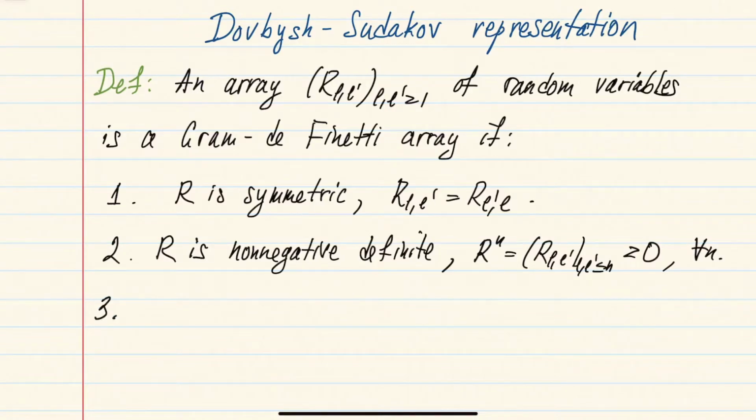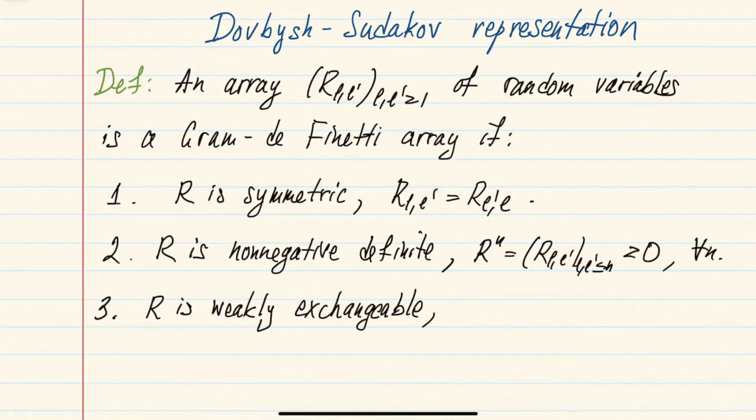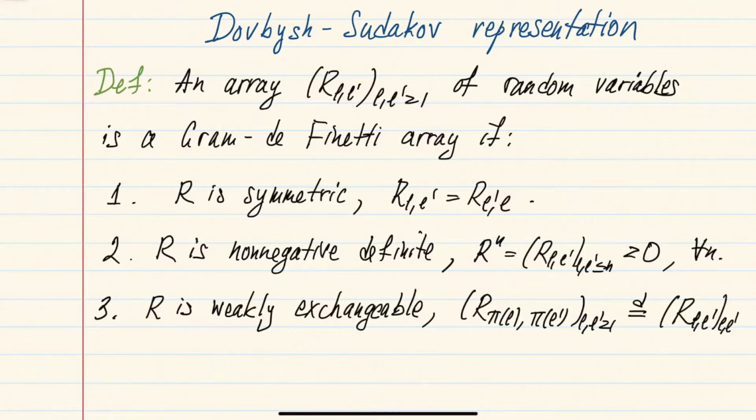And finally, this array R is weakly exchangeable, in the sense that we discussed in the last section, namely that if you permute rows and columns of this array by the same one-to-one function pi, you get a random array with the same distribution as the original array. And this is for all one-to-one functions pi.